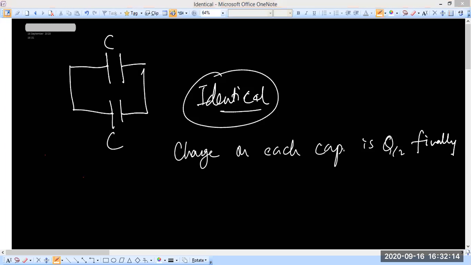Okay, so charge on each capacitor is q by 2. So if you do it that way, it becomes very easy, right? Okay, in fact, you can do it so easily like this. U is proportional to q square, correct?